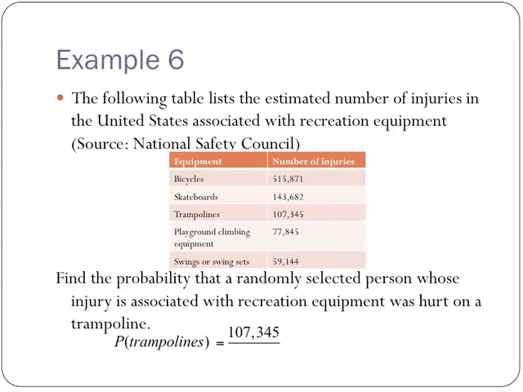So on top, that's 107,345, right? Just simply looking at the number of injuries resulting from trampolines. And then on the bottom, you have to add up all the injuries, and all together, there are 903,887. And we'll simplify that, and that comes out to be about 0.1188, so about 12%. So the probability that you randomly select a person that had one of these injuries, the probability is that there's a 12% chance that you'll select someone who was injured on a trampoline.